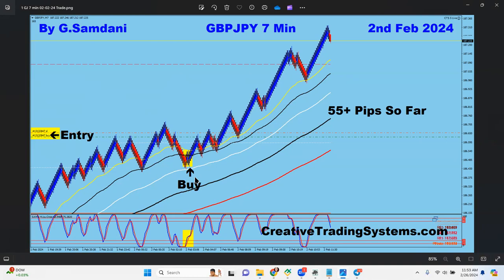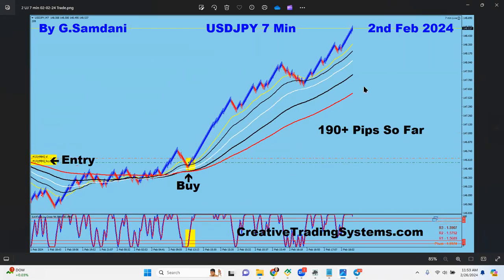And most of these trades are opened by my EA robot automatically. Even if I'm sleeping, the robot will open the trade if the conditions are met and place the SL and TP and all of that, right? So it's an automated robot. It's available on my website as well. So now this is the first trade on February 2nd, pound yen from the 7-minute chart, entry chart, 55 pip. The second one, February 2nd, USD yen 190 pip.